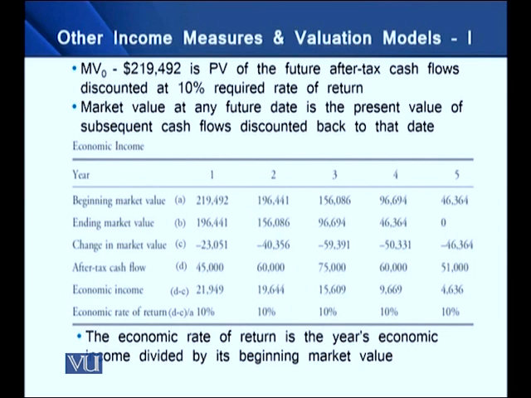In the table we have 5 years of data. It starts from the beginning market value, then we have the ending market value, and from these we determine the change in market value. To determine the change in market value, we deduct the opening market value from the ending market value. Then we have after-tax cash flows, and then we have economic income, which is the difference between after-tax cash flows and the change in market value. To determine the economic rate of return, we divide economic income by the beginning market value of the investment. At the last line, you can see that throughout the project period of 5 years, our economic rate of return remains the same, and that is 10%.